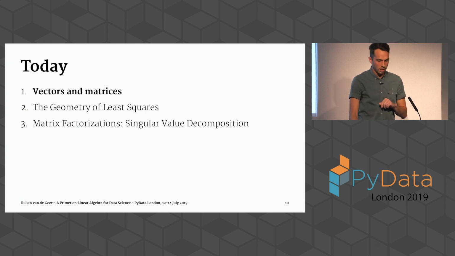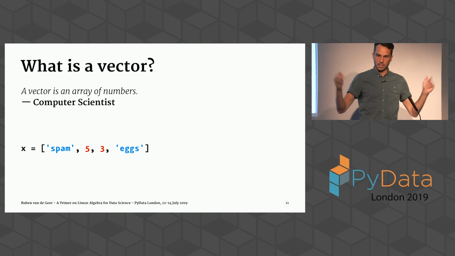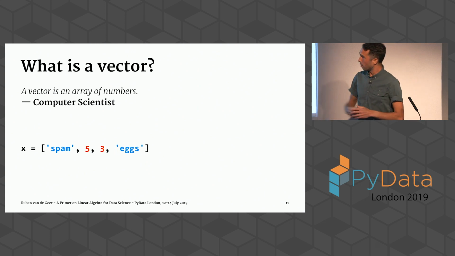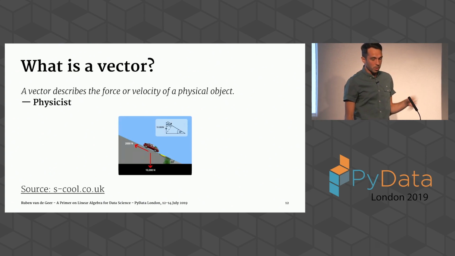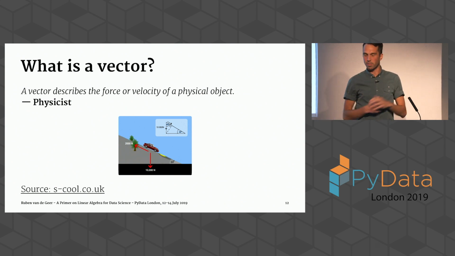If you ask a computer scientist what a vector is, he would just say it's an array of anything. It's just a list of objects, basically. Here you see a small example of that. If you ask a physicist what a vector is, he would say a vector describes the force or velocity of a physical object. That's what I remember from doing physics at high school. You had these vectors that indicated how some object moved.